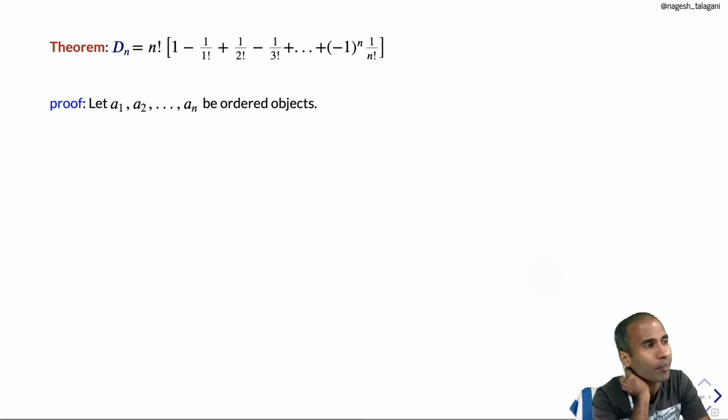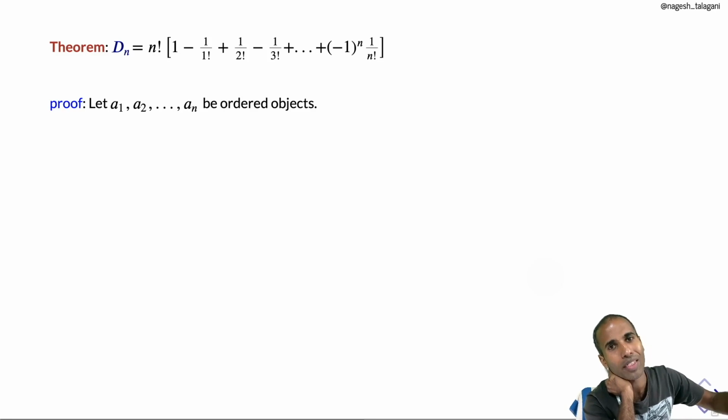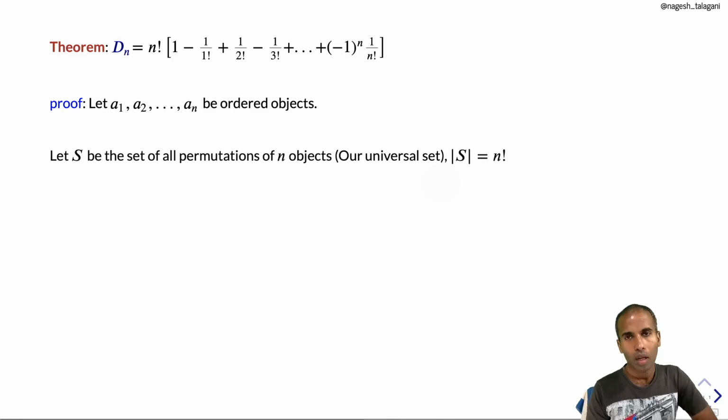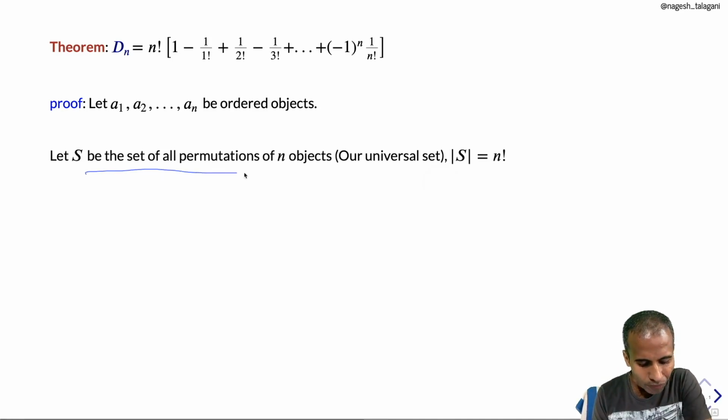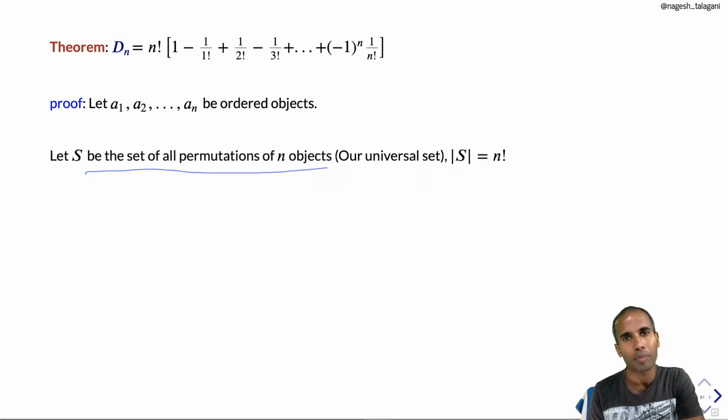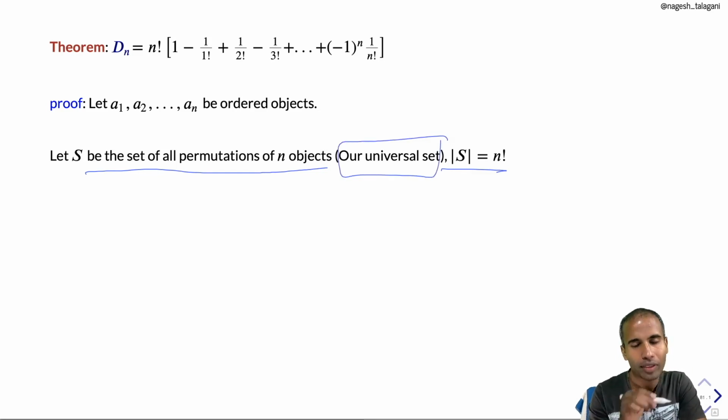First, let us say A1, A2, and so on up to An are the ordered objects. A1 is the first object, A2 is the second object, and so on, An the nth object. Let S be the set of all permutations of n objects. The number of elements in S is going to be n factorial. We know the number of permutations of n objects is equal to n factorial. This is going to be our universal set here.